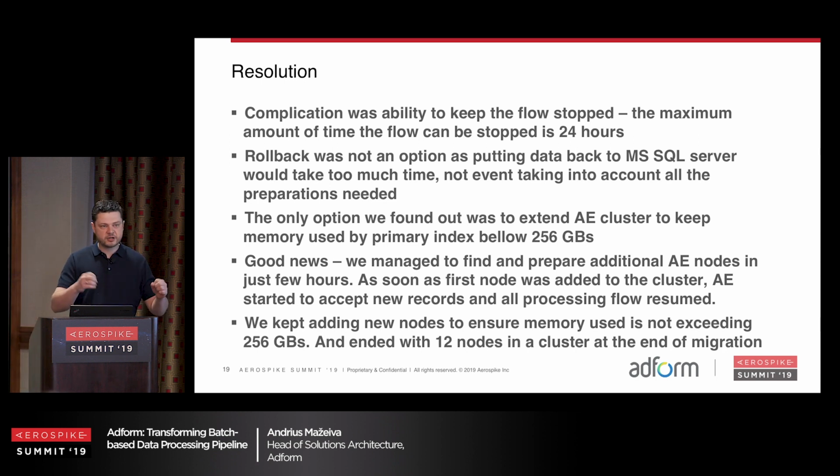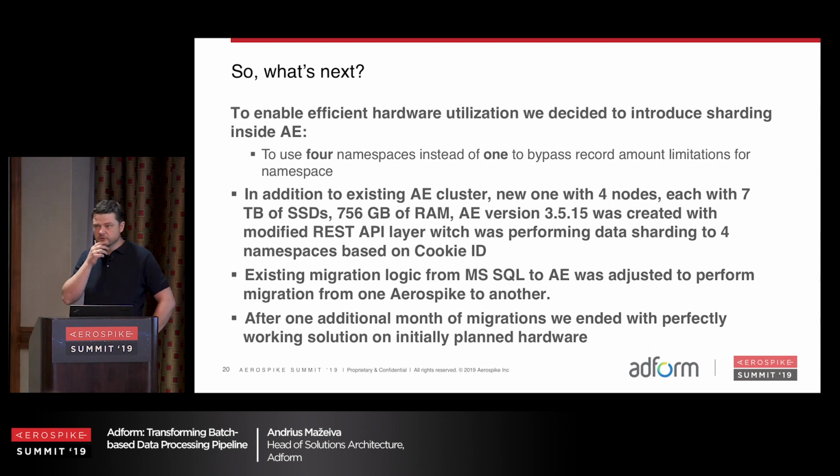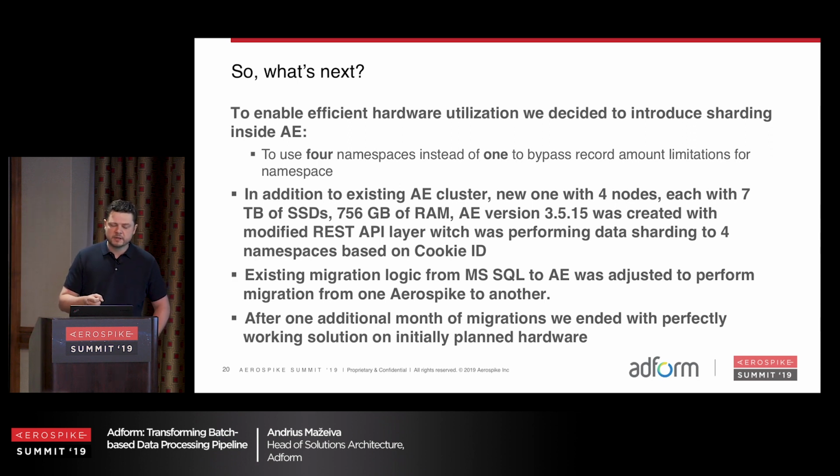And for sure, the utilization of the servers was really, really low, because as I mentioned, we had a lot of RAM and quite a lot of SSD disks, and we were utilizing maybe 5% of each server. So what's next? We decided, to enable efficient hardware utilization, to add some sharding to Aerospike: instead of using one namespace, use 4 namespaces in one Aerospike to avoid the limitation of one namespace size.